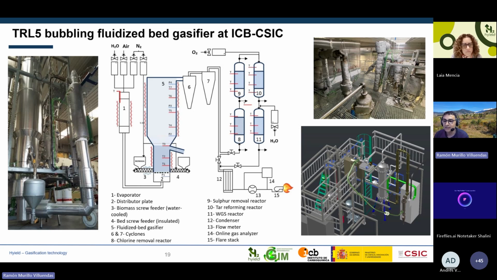So this pilot plant allows us not only to study the gasification step itself, but also to evaluate the quality of the raw syngas and its suitability for downstream cleaning, conditioning, and hydrogen production.